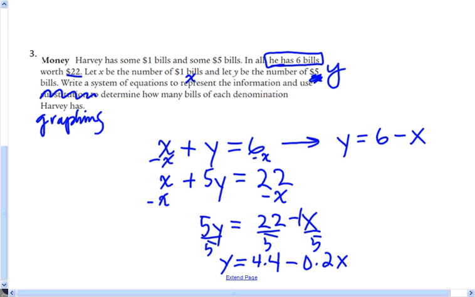Let's think about that. So if x is 2, that means I have 2 $1 bills. And y is 4, that means I have 4 $5 bills. And if you think about adding those up, that's $2 for the $1 bills plus 4 times 5 is 20. And that adds up to $22.